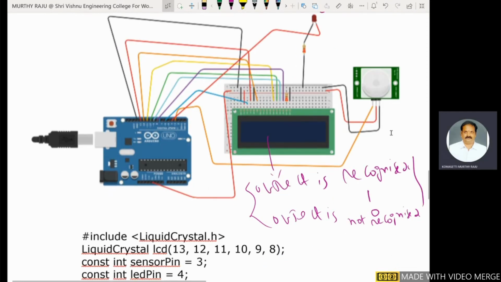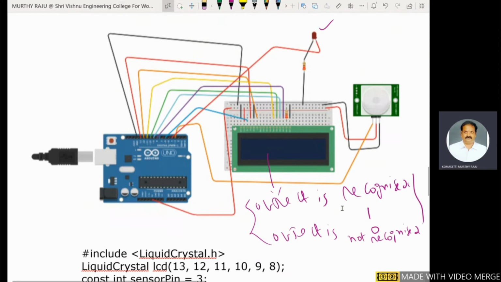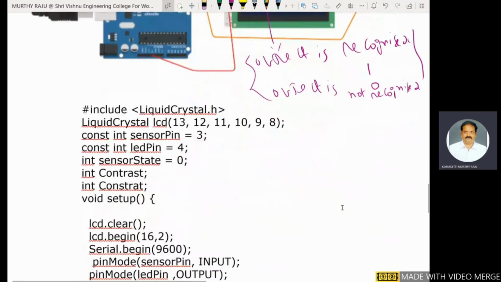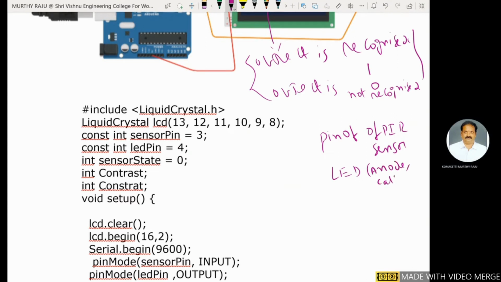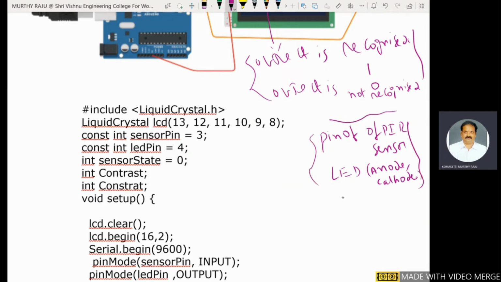Okay. Now I will concentrate on programming. Here in the programming, we consider a pin of the PIR sensor and the LED anode and cathode pins. These are the important things to be considered for this program.